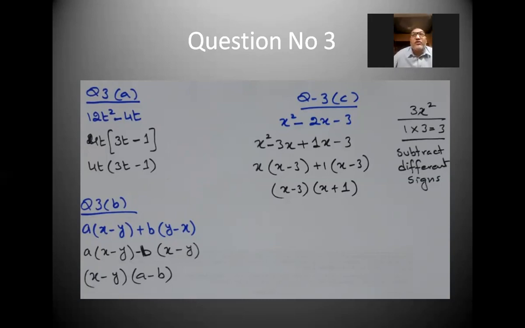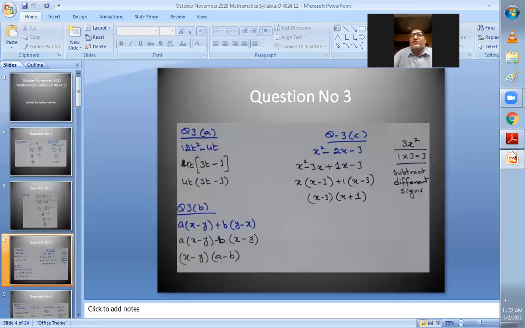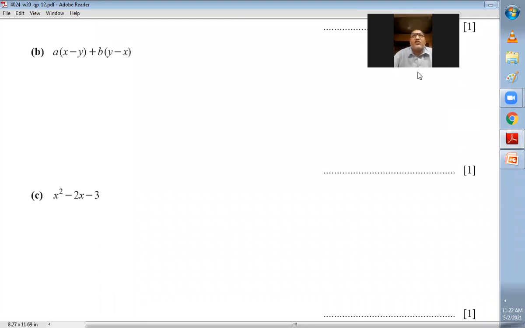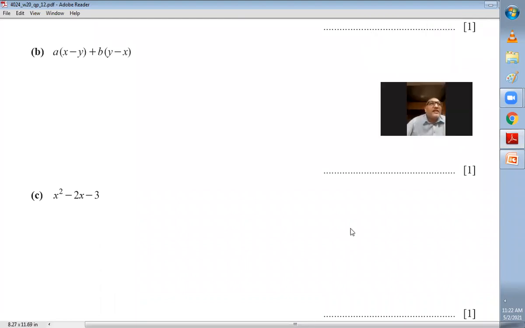That's the question number 3, A part. Let's move to the next question. The next part is the B part. On your screen, you can see the B part. Here we have two terms. Each term has a bracket. The members inside the bracket are kind of the same, but their signs are not the same.